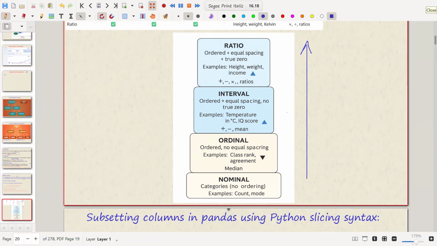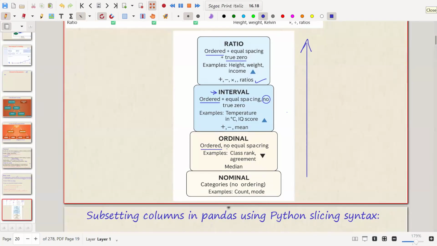In ratio data, you can perform all kinds of arithmetic operations, and it is ordered as well as having a true 0 point. Whereas interval data is ordered, but there is no true 0 point. In ordinal data, it is ordered, but there is no equal spacing. In nominal data, of course, there is no ordering and no ranking involved. A good example is eye color: someone has green eyes, someone brown, someone black. You cannot say that this is greater than that, right?